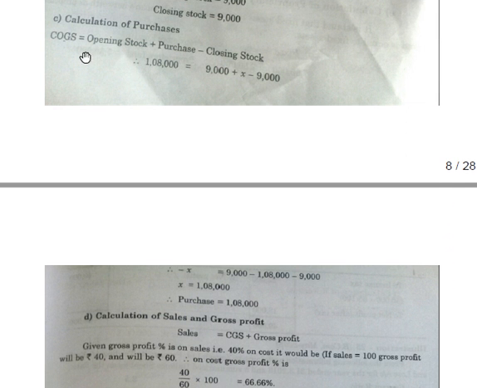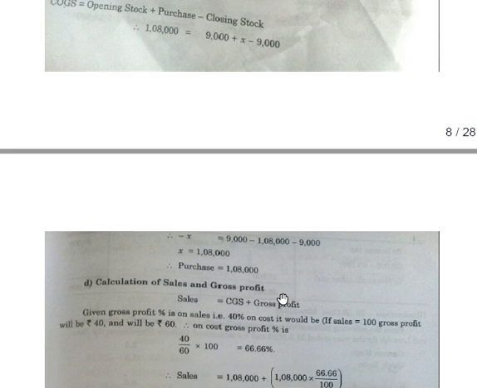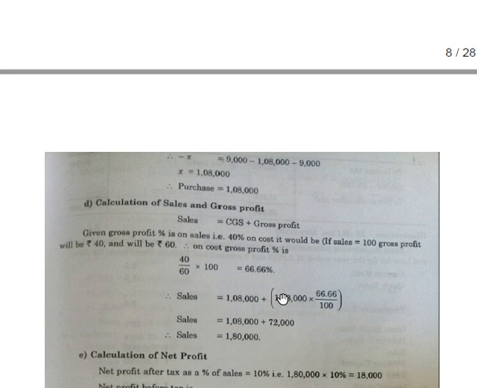Calculation of purchases. Cost of goods sold is equal to opening stock plus purchases minus closing stock. So 1,08,000 is your cost of goods sold, which is equal to 9,000 plus x minus 9,000. So x is equal to 1,08,000. This is nothing but your purchases.